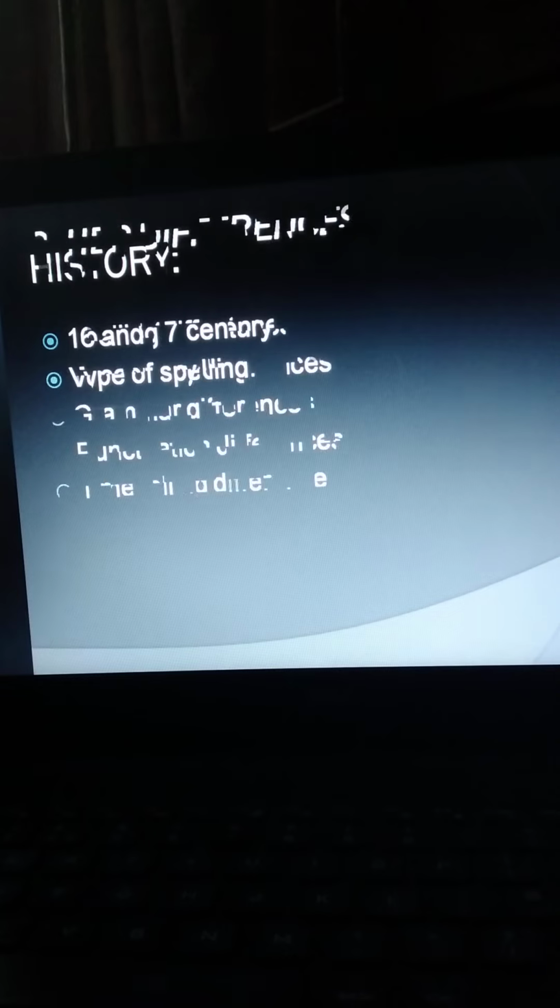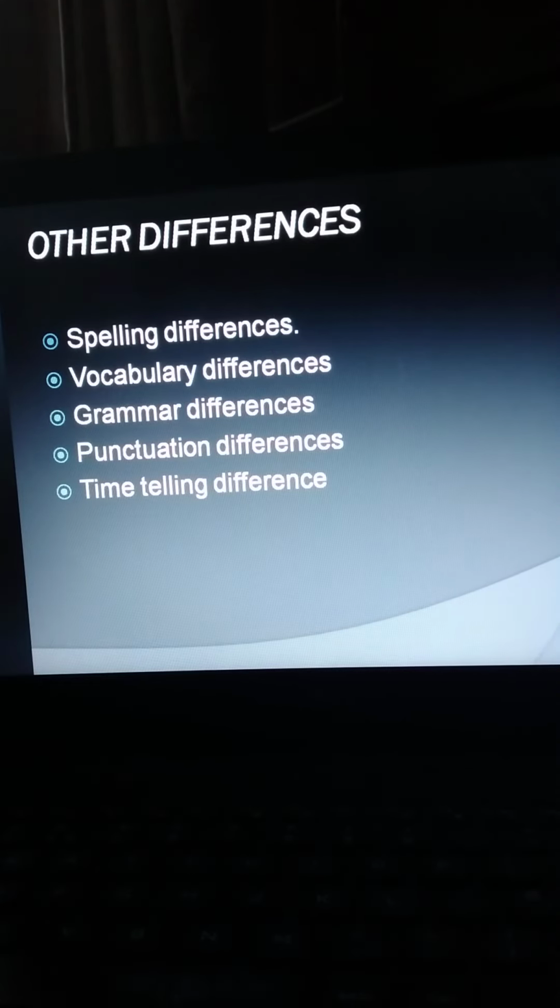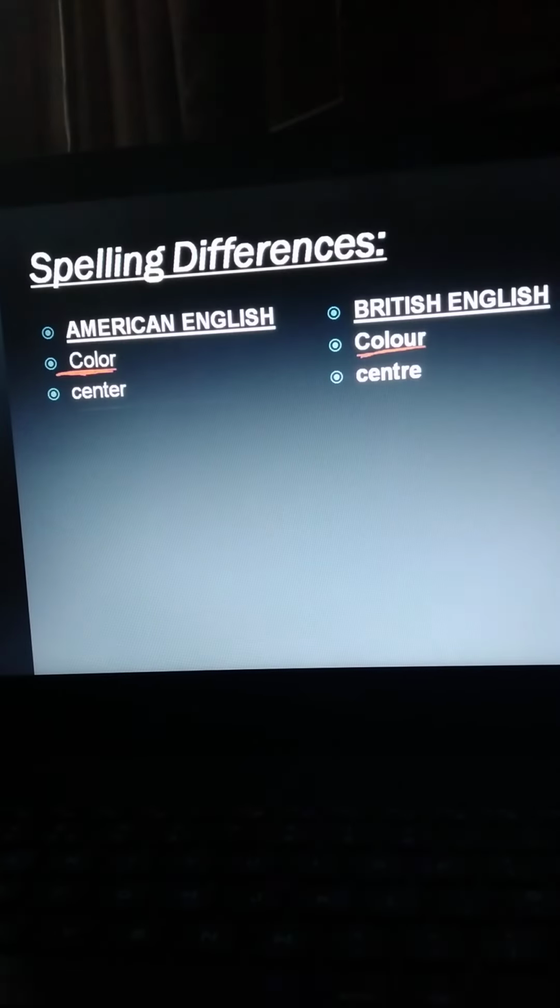Now come to the other differences. There are many differences between the two forms of English, like spelling differences, vocabulary differences, grammar differences, punctuation differences, time telling differences, etc. We will read them one by one. Now come to the spelling differences. There are many words which are spelled differently in both forms of English.